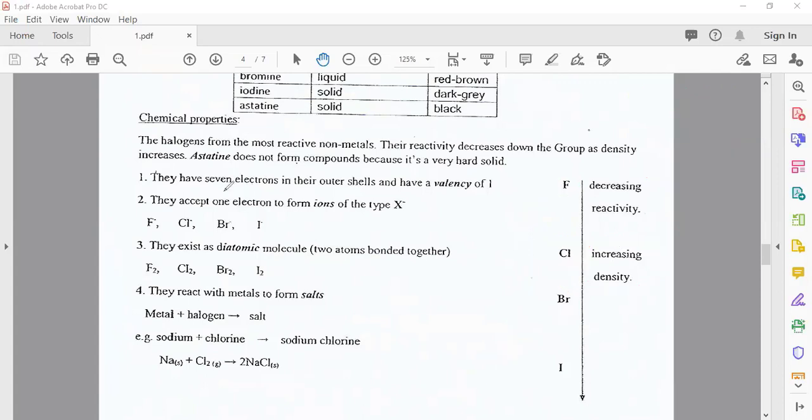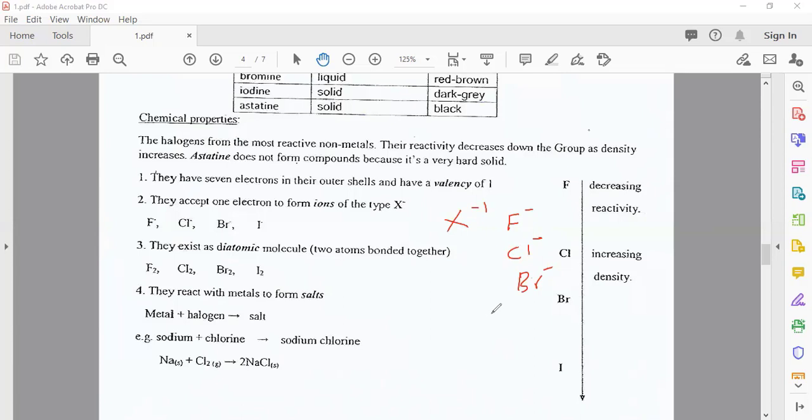Now they have 7 electrons in their outer shell. So it means that they need 1 electron to complete their last shell. And if they get that electron, their charge will be minus 1. So when they form ions, they will be fluoride, chloride, bromide, with a charge of minus 1, because they are taking 1 electron.